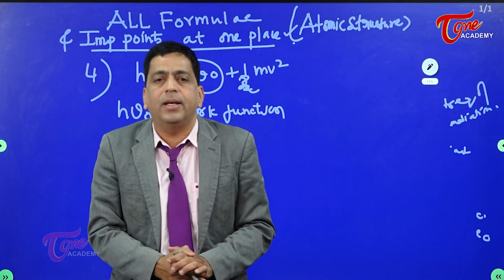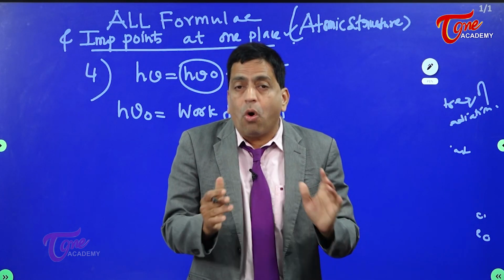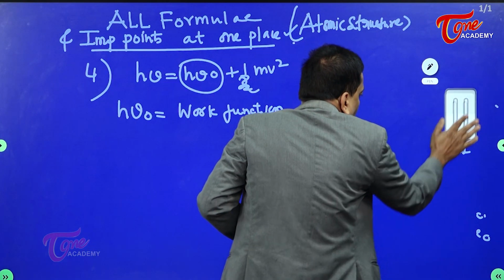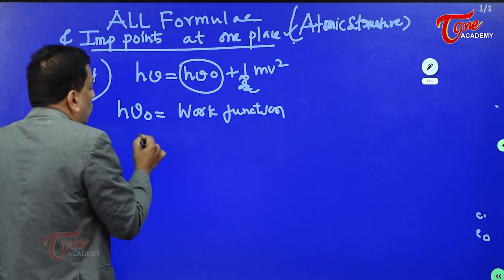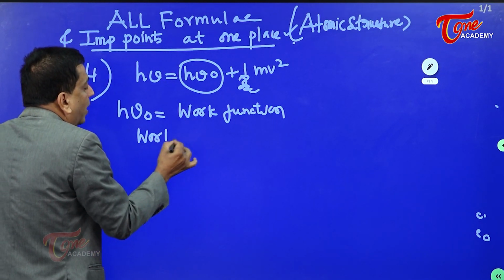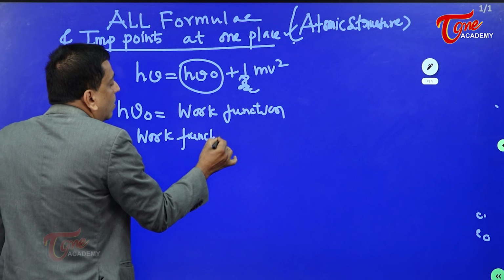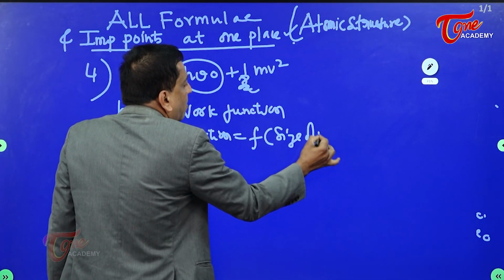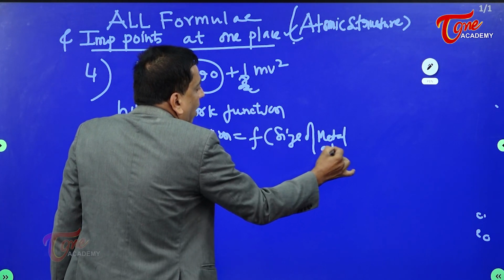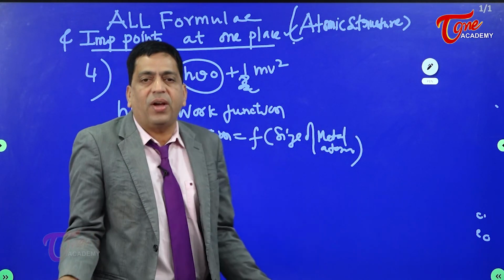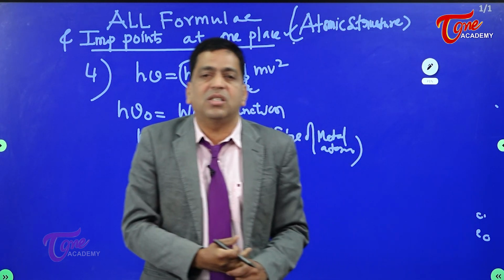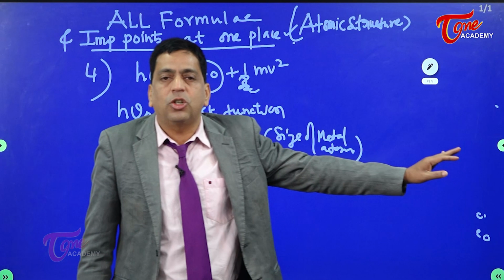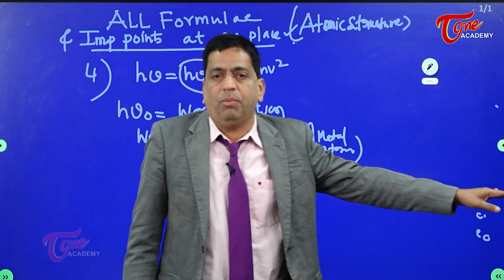Now, work function depends on what? You must understand, work function depends on what is a question. So I can write that work function is basically a function of the size of the metal atom, because in the photoelectric effect we use only metals. Metals are placed to the extreme left in the periodic table. In fact, in this case, they are placed to the extreme left bottom of the periodic table, right?